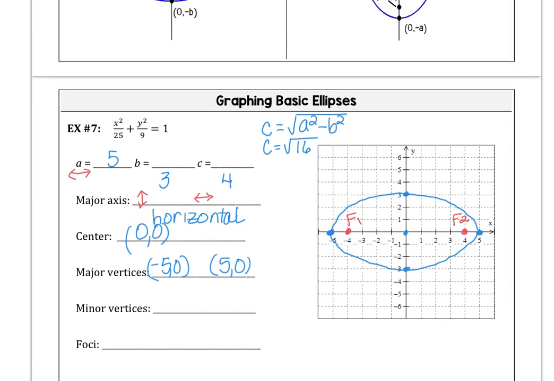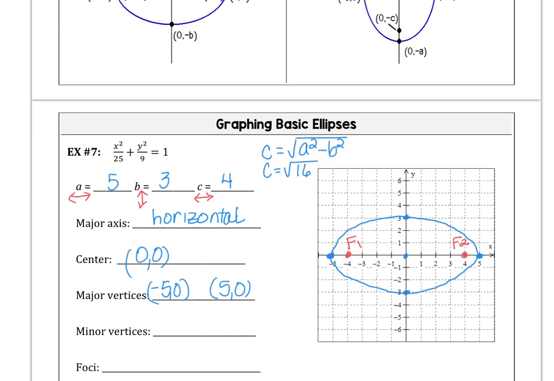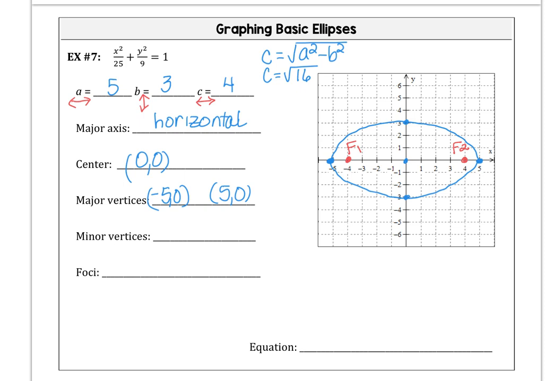The minor vertices, that's not sliding. Our minor vertices are the ones going vertically up, so 0, 3, and 0, -3. And then our focal points, the first focal point is -4, 0, and the second focal point is at 4, 0. So that's not too hard. Let's go on to example 8.